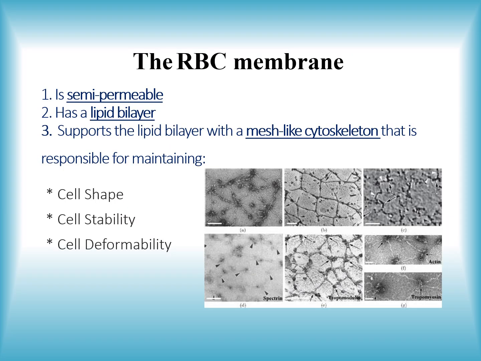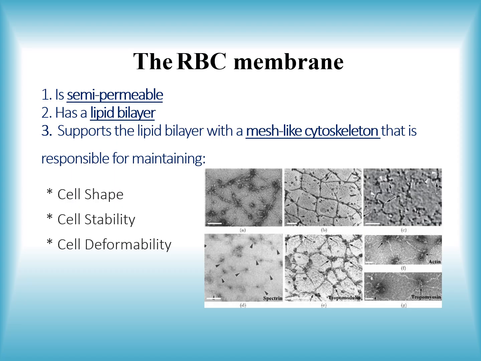So a couple of other things about the red blood cell membrane. We know that it's semi-permeable due to that ability to allow fluid force across the membrane. We also have a lipid bilayer, and there's a supportive mesh-like skeleton that supports that lipid bilayer, and that helps maintain cellular shape, cell stability, and cell deformability. And those three characteristics of red blood cells are imperative for them to be able to perform their job.